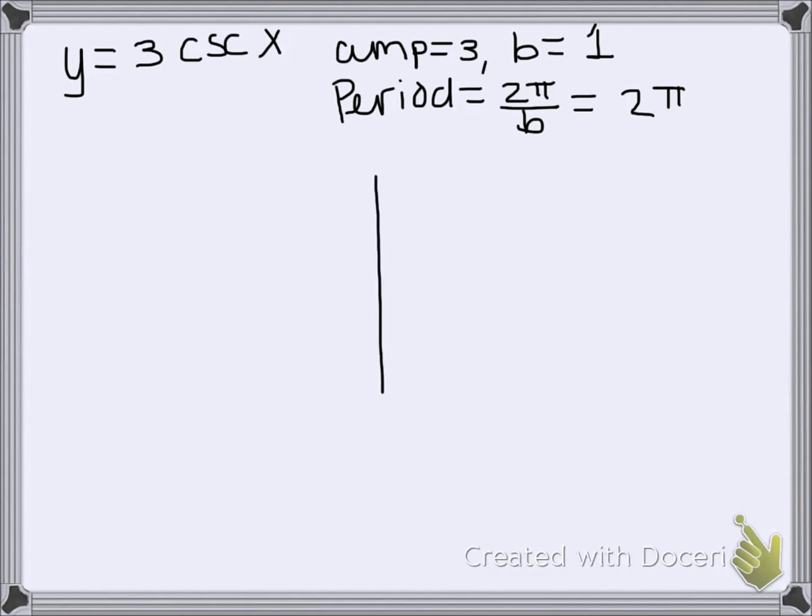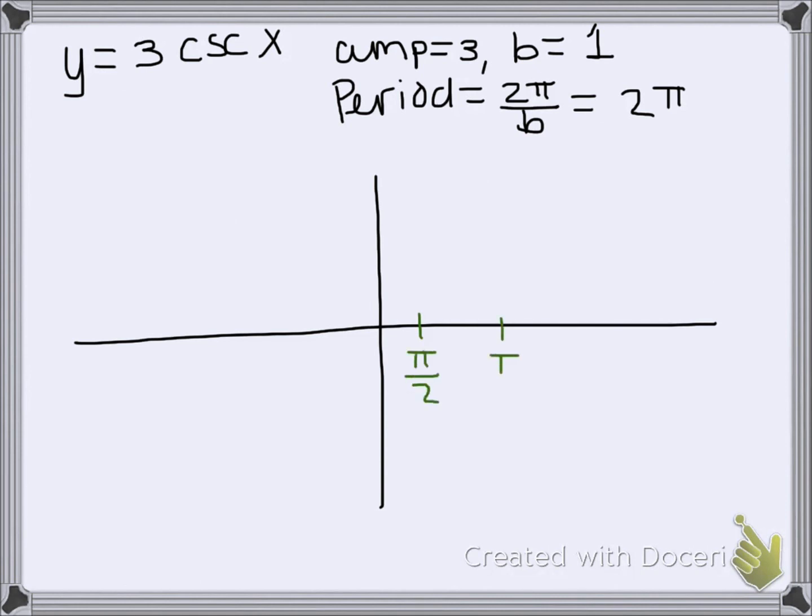Now for the graph, you're going to place your key points, which range from pi over 2 to 2 pi. So pi over 2, pi, 3 pi over 2, and 2 pi. And place your amplitude, which is 3, and -3.